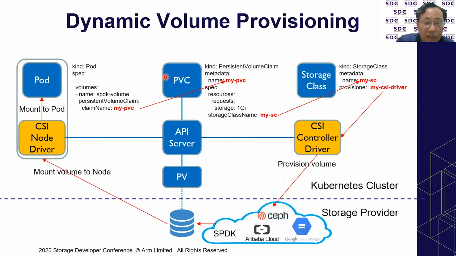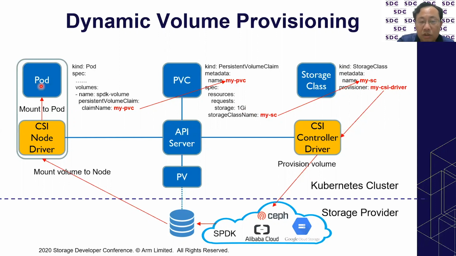First it will create a PVC, a persistent volume claim. In the spec, the persistent volume claim requests some resources. It says storage 1 gigabyte and storage class MySC. What it means is that I need 1 gigabyte of storage from the storage class. This storage class has a provisioner named my CSI driver, which is linked to the actual CSI driver that provides the storage to this storage class.